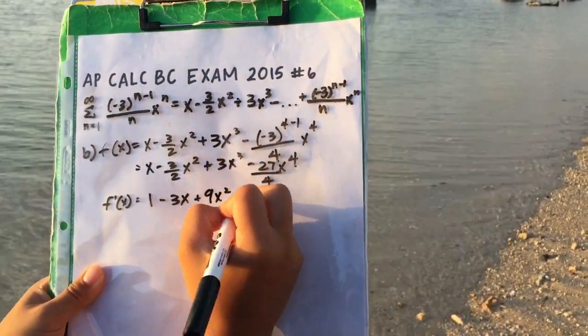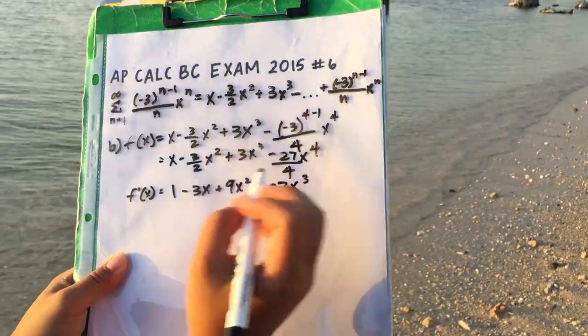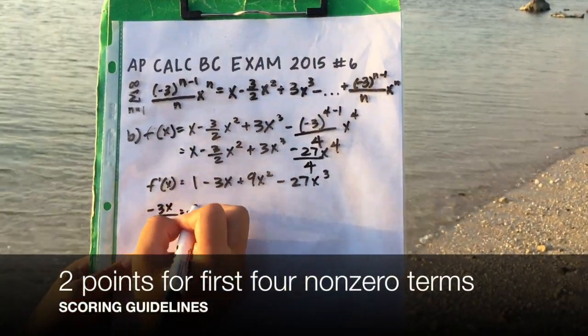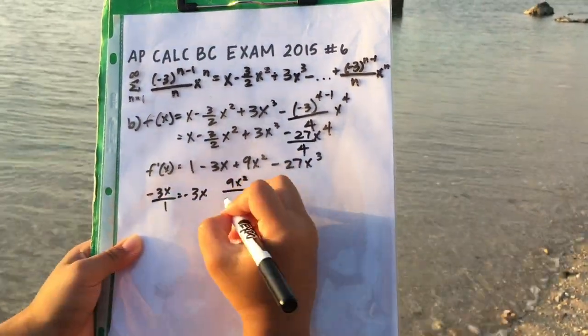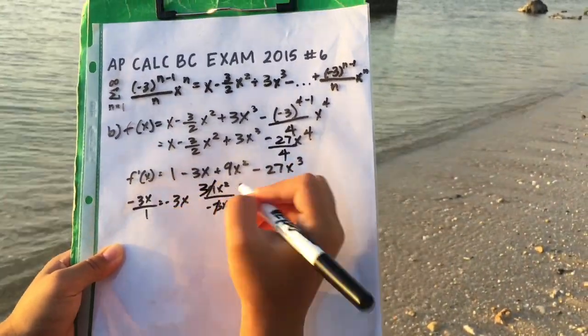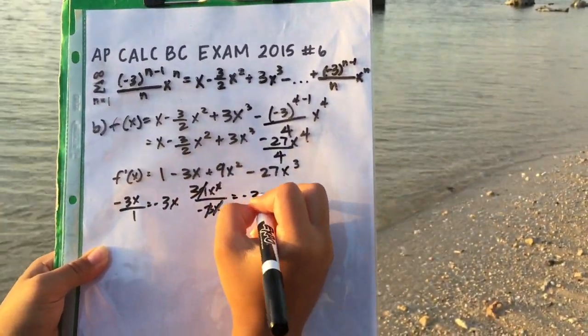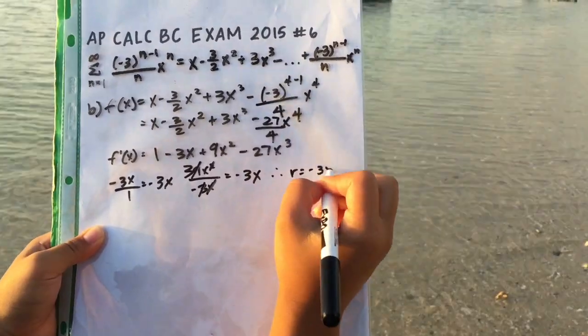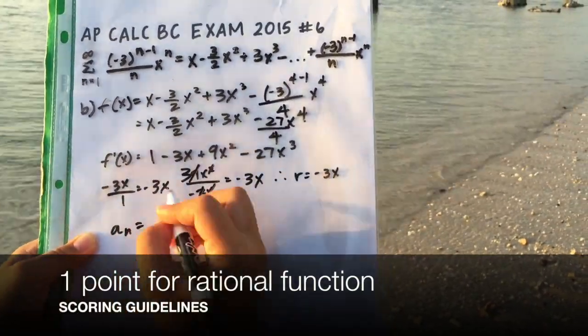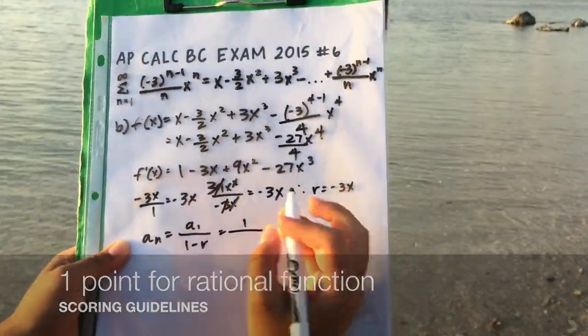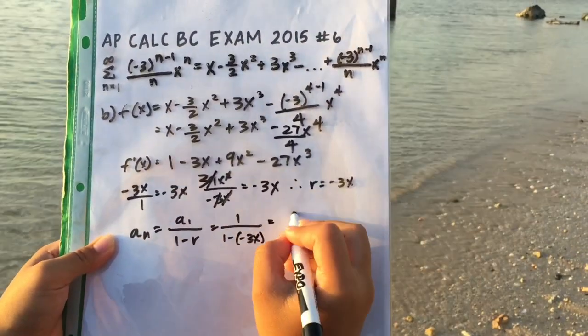Next, you have to express f prime as a rational function. Looking at the derivative found, you should be able to recognize that it is a geometric series with a common ratio of negative 3x. When dealing with geometric series, we know the common equation for a sub n and are then able to plug in our known values, giving us our final answer.